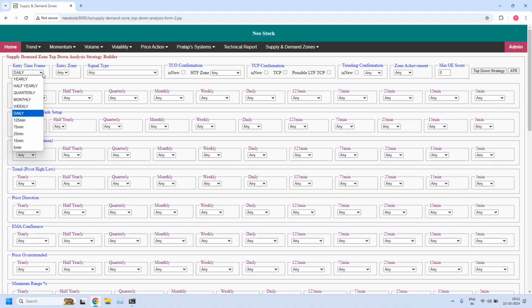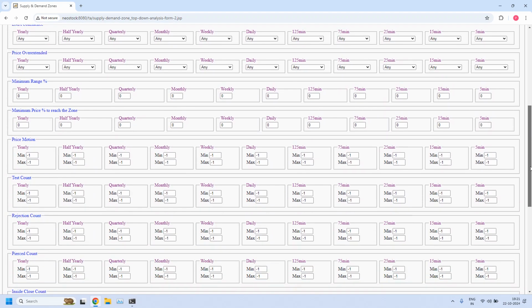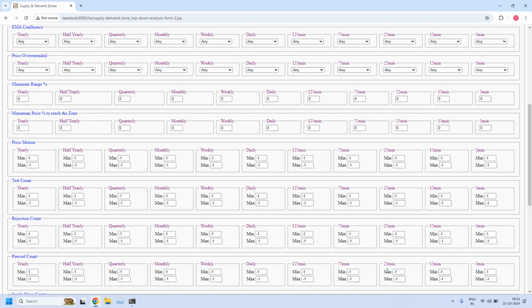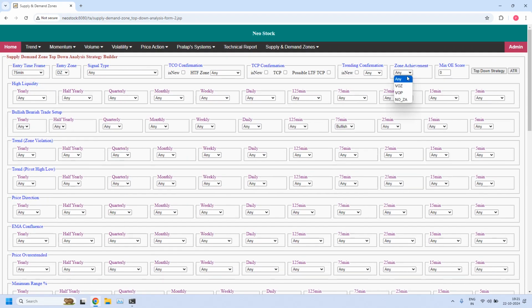First, let's start with weekly income trade bullish trade setup. Entry time frame is 75 minutes. Entry zone is the demand zone. In bullish or bearish trade setup, at 75 minutes time frame, I am selecting bullish. This 75 minutes demand zone should not be pierced. So in the pierced count, at 75 minutes time frame, I am setting minimum value 0, maximum value 0. And zone achievement violated opposing zone.